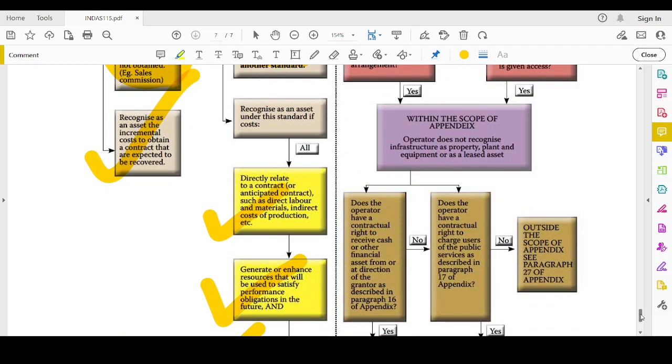Let's repeat. Only if all the conditions are satisfied: one, it should be directly related to the contract; two, it should generate or enhance the value of the resource or help in satisfaction of the performance obligation; and three, it is highly probable that it will be recovered.